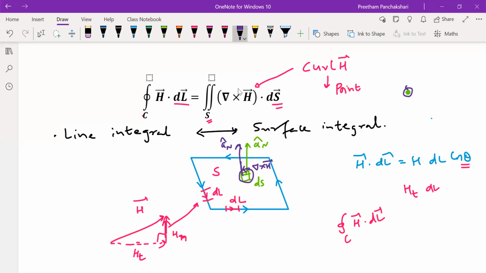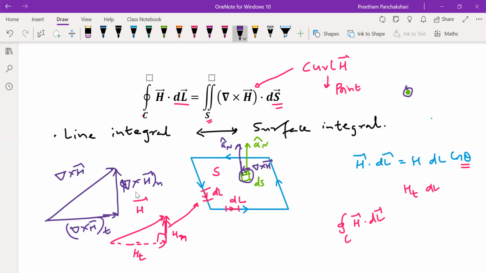That means the curl H is also a vector similar to H, which can also be split into two perpendicular components. One is the curl H tangential component, another one is the curl H normal component. Among these two, the normal component is producing theta 0, so cos 0 becomes 1, and this component exists. So the dot ds is mathematically interpreted as the normal component of the curl H, whereas dot dl was interpreted as the tangential component of the curl H.